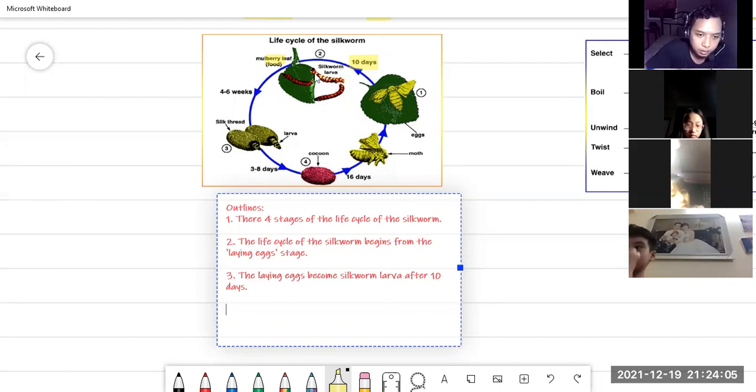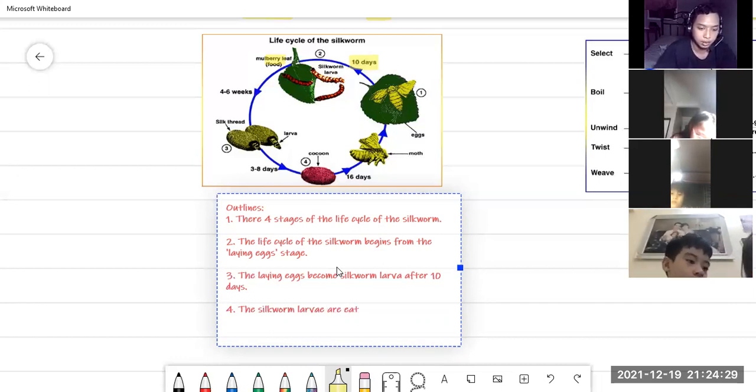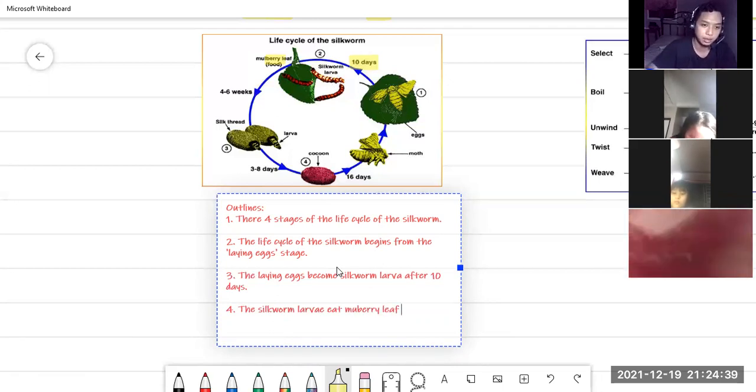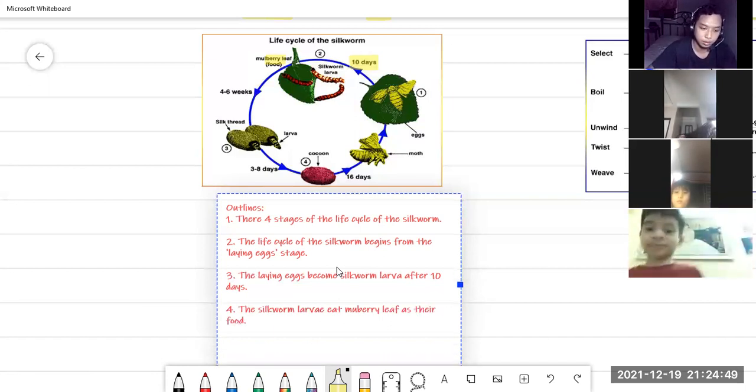What does the silkworm larva eat? We can write in here the silkworm larvae eat mulberry leaf as their food. So they are eating mulberry leaf as their food.